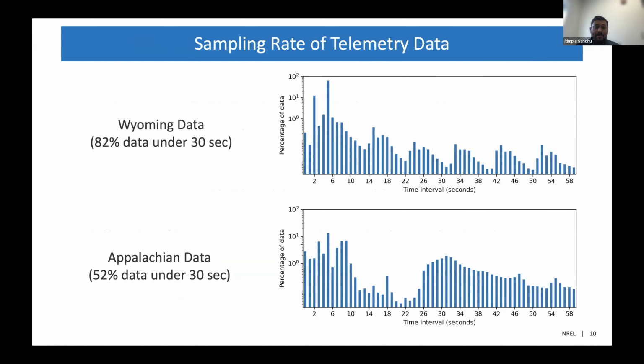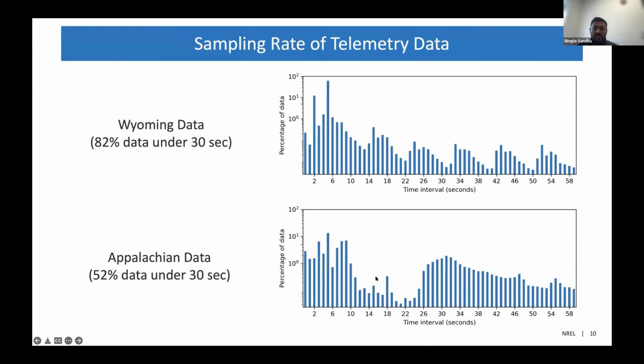The next step, once we have these individual tracks, is to take care of the sampling rate. What I'm showing on the right here is the DT, the time difference between one point and the next point, in the Wyoming data set on the top and the Appalachian data set. You can see the DT is not constant. For the Wyoming data set, most of the data is at 6-second and 3-second intervals, but all the time intervals are out there. So it's not a constant DT.